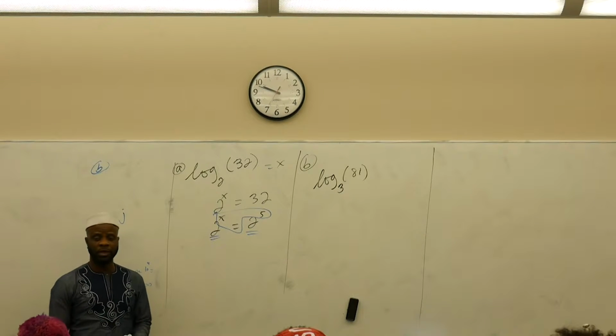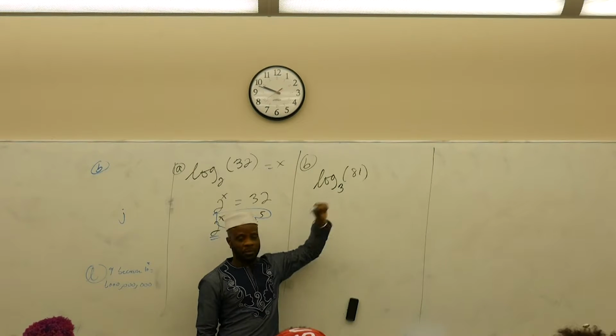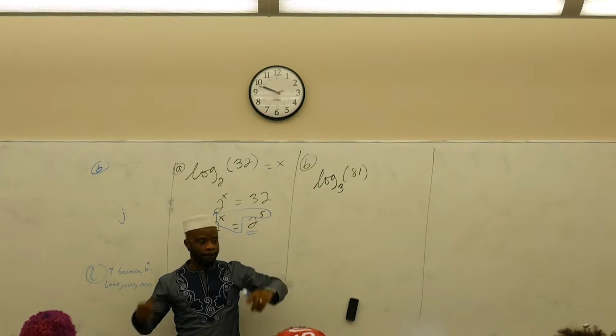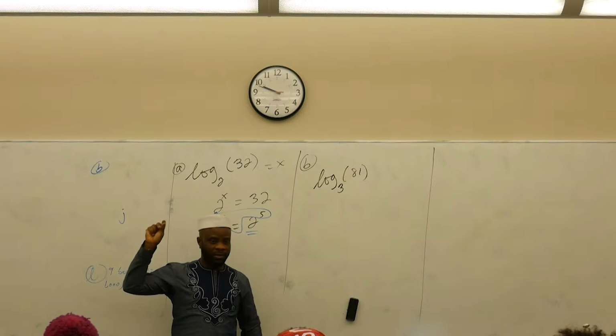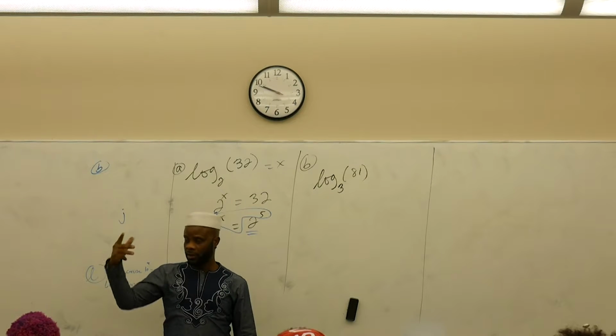So what power of 3 gives me 81? It's the question here. Why? Because 3 times 3 is 9. 9 times 3 is 27. 27 times 3 is 81.